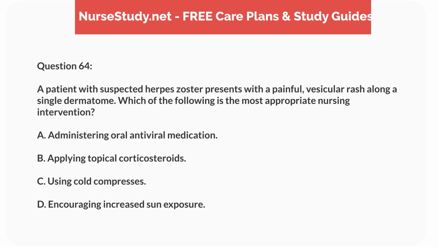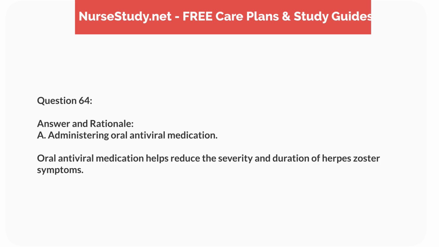Question 64. A patient with suspected herpes zoster presents with a painful, vesicular rash along a single dermatome. Which of the following is the most appropriate nursing intervention? A. Administering oral antiviral medication. B. Applying topical corticosteroids. C. Using cold compresses. D. Encouraging increased sun exposure. Answer and rationale. A. Administering oral antiviral medication. Oral antiviral medication helps reduce the severity and duration of herpes zoster symptoms.